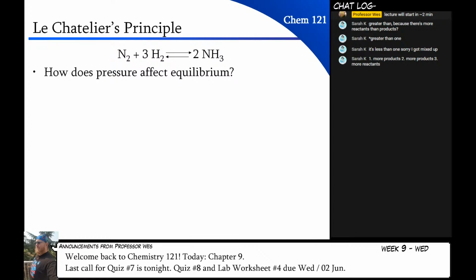Now, in this system, we have gases. Nitrogen and hydrogen are both gases, and so is ammonia. All gases exert pressure. Now, at equilibrium, there is going to be an equilibrium pressure. If I change the pressure, I change equilibrium.